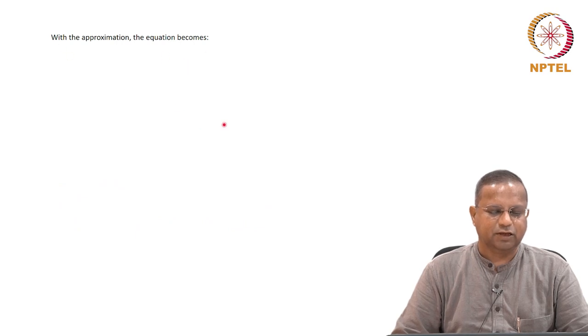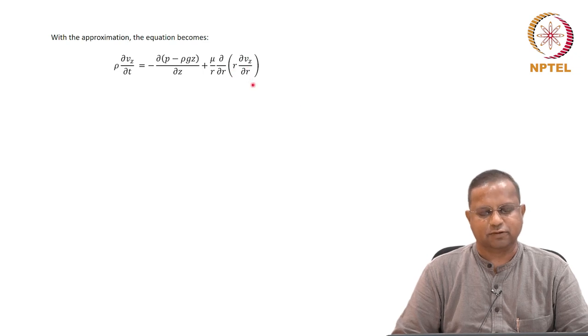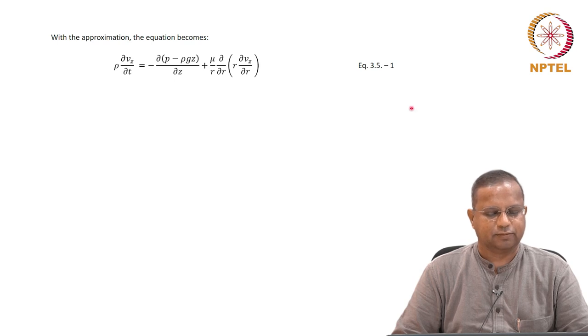With this approximation, the equation becomes this; those ∂Vz/∂z terms cancelled out. Rho ∂Vz/∂t equals minus ∂/∂z of (P minus rho Gz) plus mu by r ∂/∂r (r ∂Vz/∂r). Equation 3.5-1.